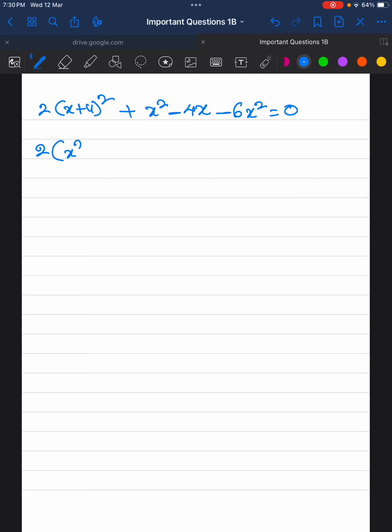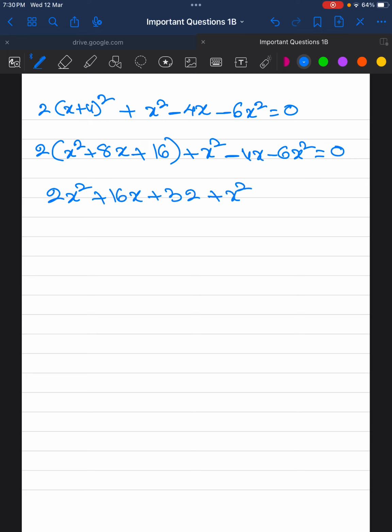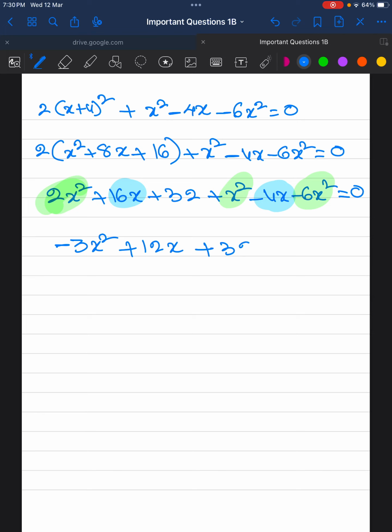2 times (x square plus 8x plus 16), correct or not? The (a plus b) whole square formula I applied. 2 into x square, 2x square, 2 8s are 16x, 2 16s are 32. Plus x square plus 4x minus 6x square is equal to 0. Now x square terms, 2x square plus x square, 3x square minus 6x square will be minus 3x square. Okay, next x terms, 16x plus 4x, that is 20x. Now numbers, what we are left with, only 32, plus 32 is equal to 0. Okay, if I take minus common, what I'll get, 3x square.